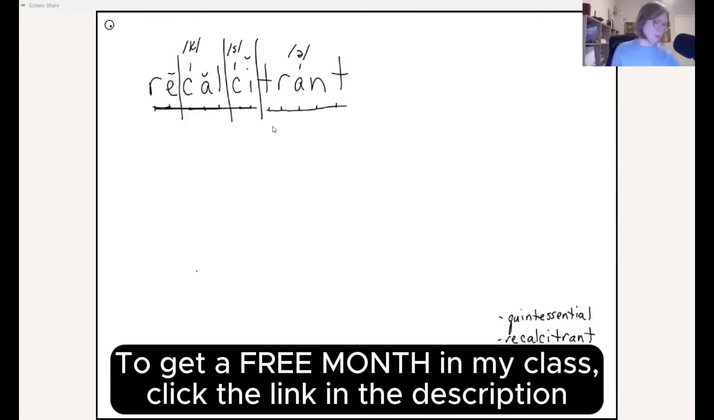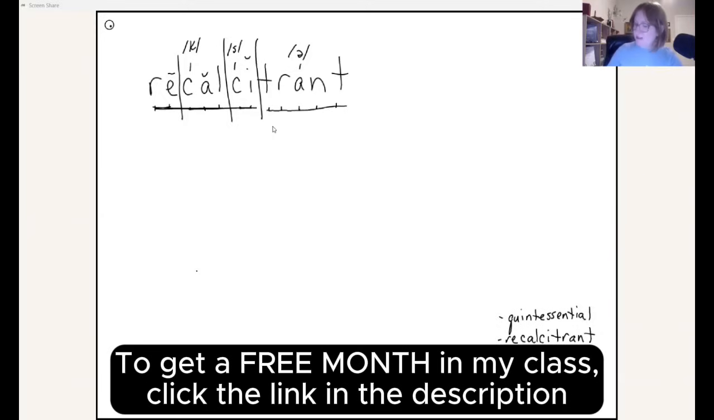Okay. Recalcitrant means uncooperative. The toddler was so recalcitrant. What if we talked like that? Like quintessential and recalcitrant. It would sound so intellectual.